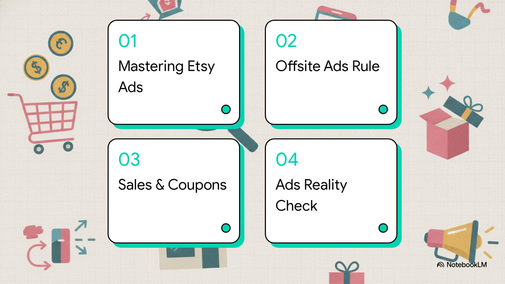Our roadmap for today's explainer is simple. First up, mastering Etsy ads. Second, the offsite ads rule. Third, sales, coupons, and offers. And finally, number 4, the reality of advertising.